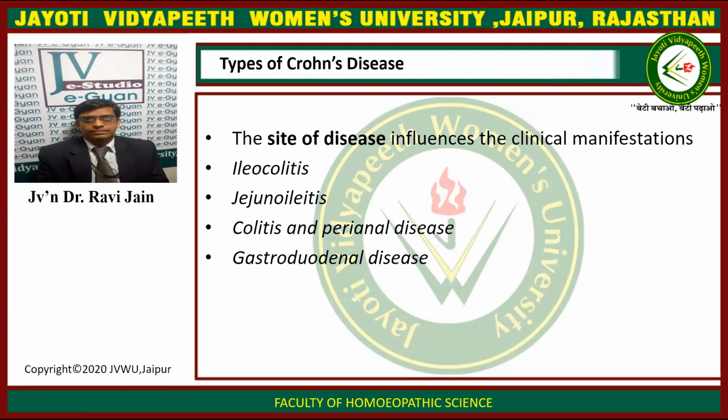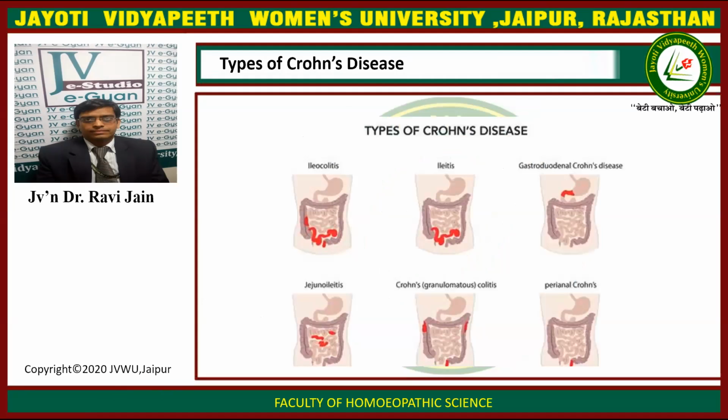Now, types of Crohn's disease, depending upon the site of involvement, can be ileocolitis, jejunoileitis, colitis and perianal disease, and gastroduodenal disease. These are the pictures where you can see ileocolitis, gastroduodenal Crohn's disease, jejunoileitis, Crohn's granulomatous colitis, and perianal Crohn's disease.